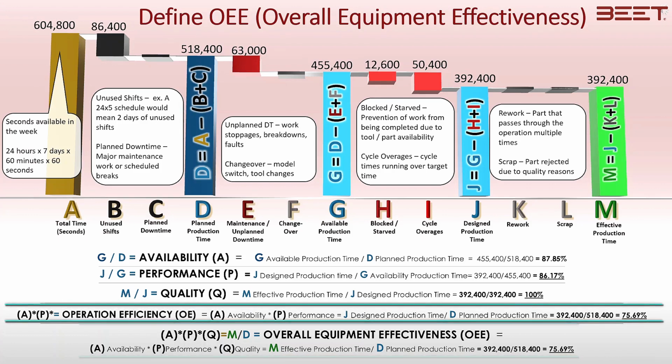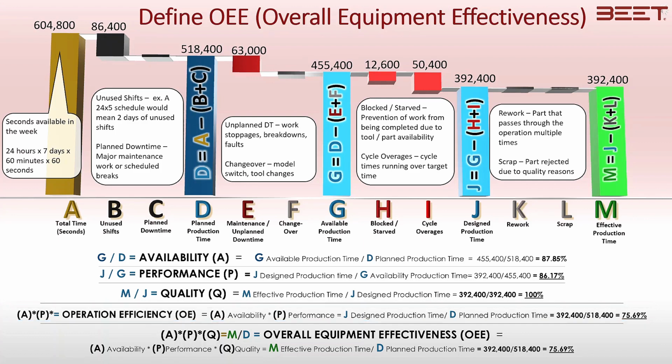Sometimes due to quality might be captured at a later time, people use operation efficiency, OE, in place of OEE to get immediate manufacturing measurables. Operation efficiency is the product of availability and performance.